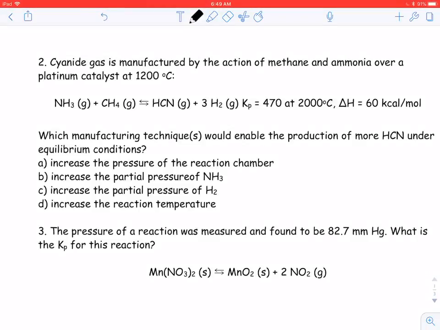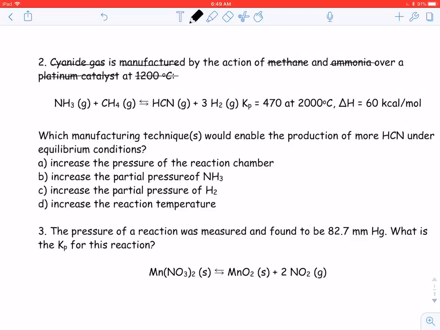In this reaction, we have some information about cyanide gas. It's being manufactured from methane and ammonia with a catalyst at 1200 degrees Celsius. None of that information is useful in that first sentence. Now here's a useful reaction.